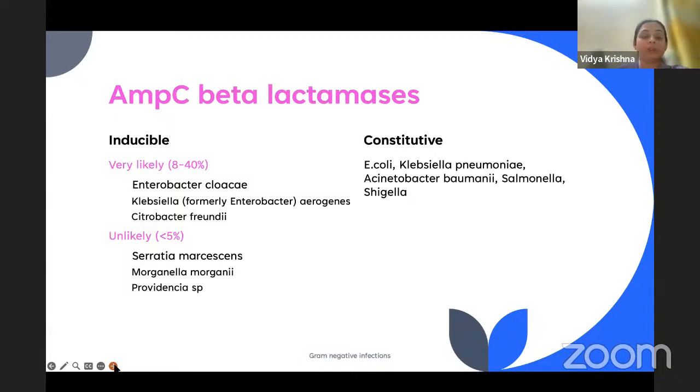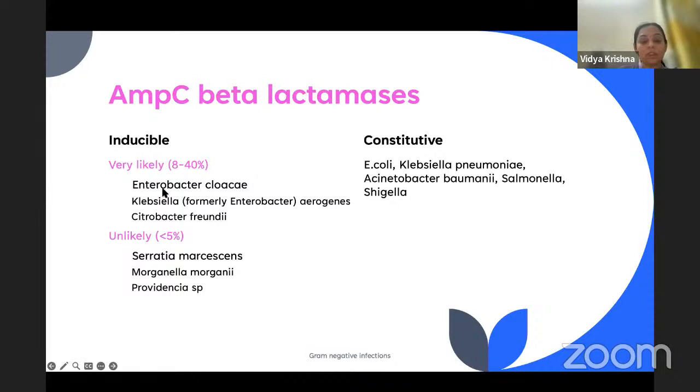So the next mechanism we are talking about is AmpC. AmpC is, in some organisms like E. coli and Klebsiella, constitutive, which means the report will already tell you that it's an AmpC producer. E. coli resistant to third generation cephalosporins, Pip-Taz, and cefoperazone-sulbactam, but sensitive to carbapenem, means that it is an AmpC. Direct read, you can go by the report and treat.